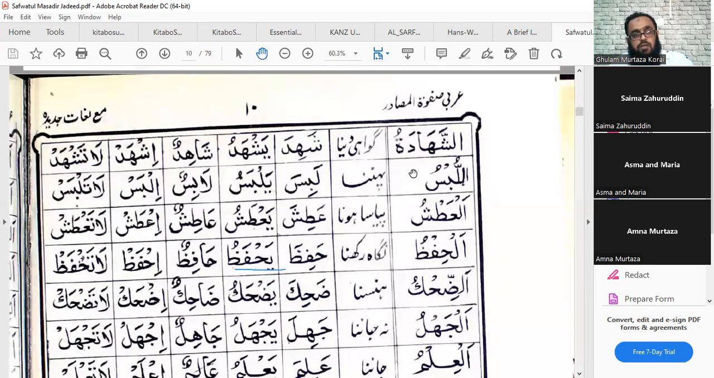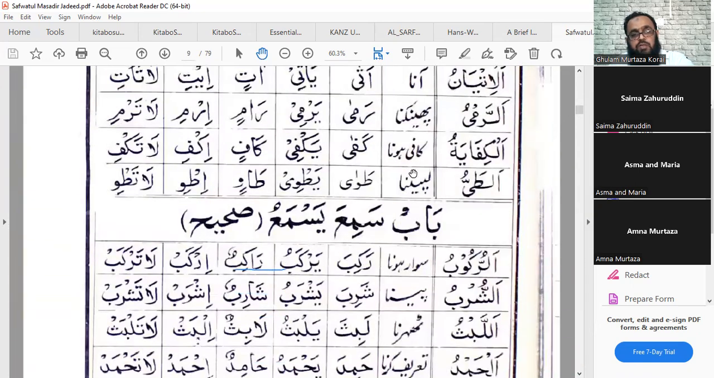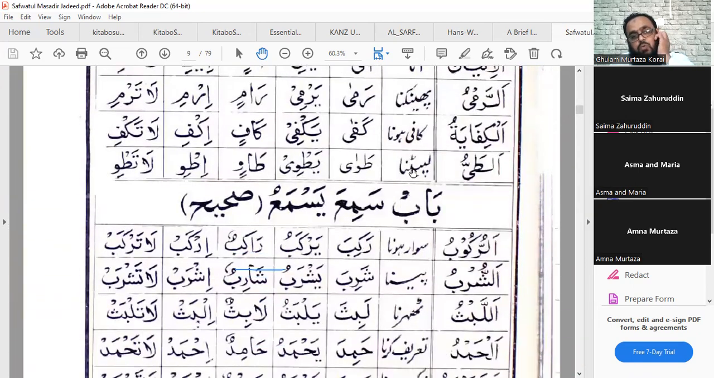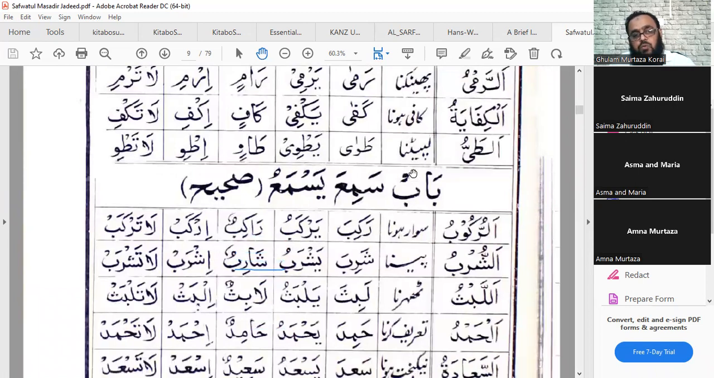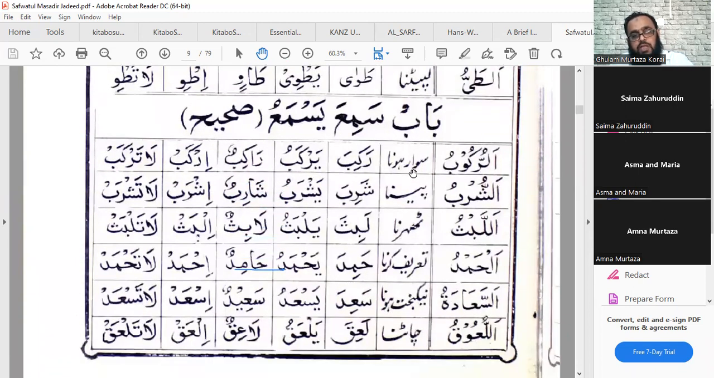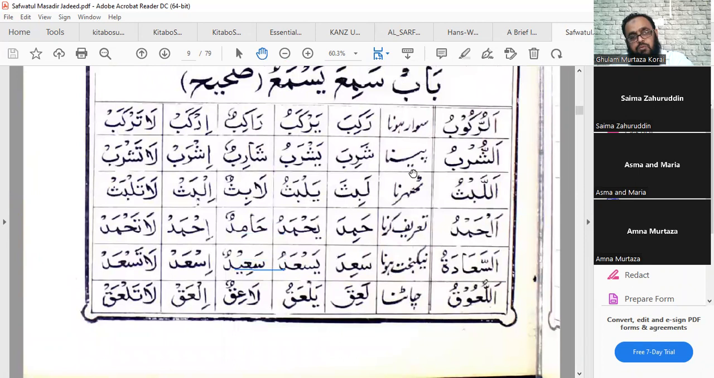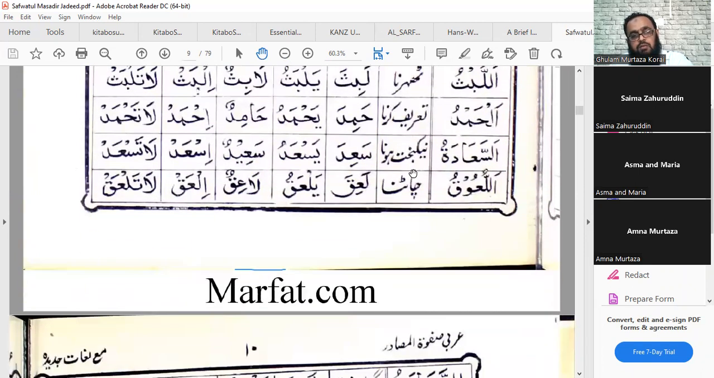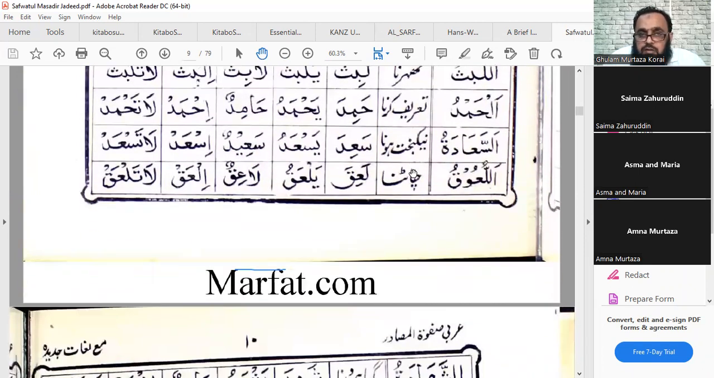Yes. And now this is what, third family. Sami'a yasma'u means fa'ila yaf'alu. All these words belong to that family: Rakiba yarkabu, shariba yashrabu, labitha yalbathu. Means there are specific words with each specific family. So every word cannot be used in six families. Is it clear now?